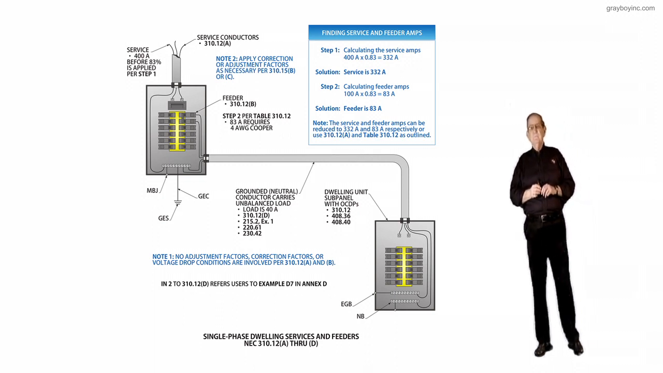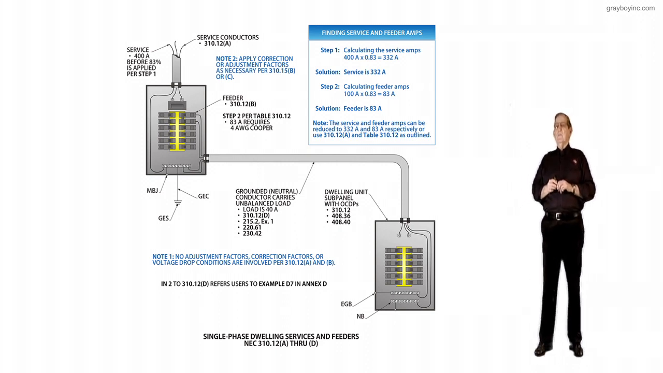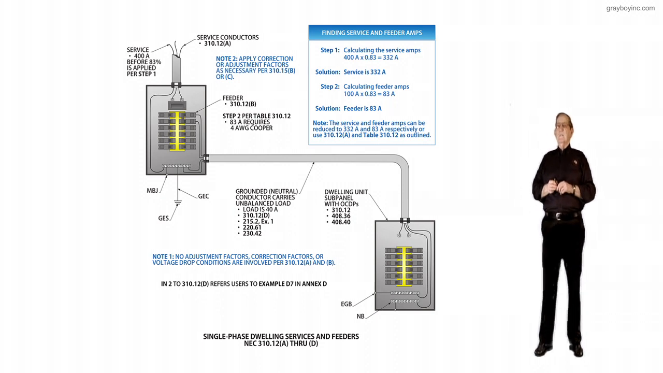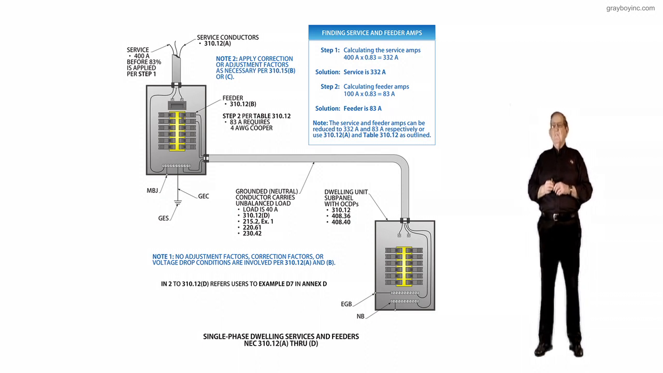Read it and look at it very carefully, because we've always been used to going one size below whatever the calculation was, using the standard or optional method to determine the service entrance conductors or feeder, using this method for dwelling units.